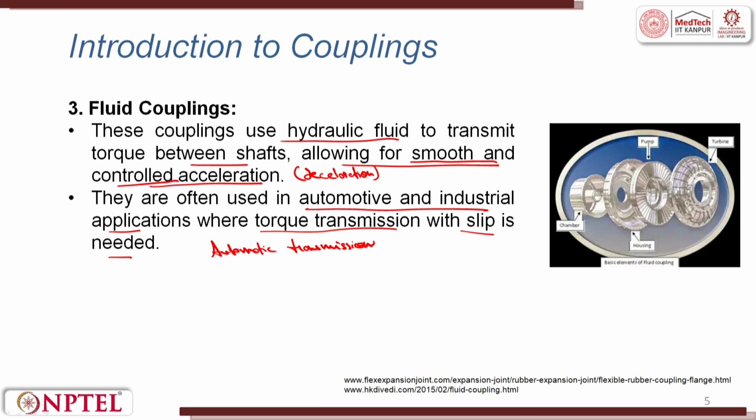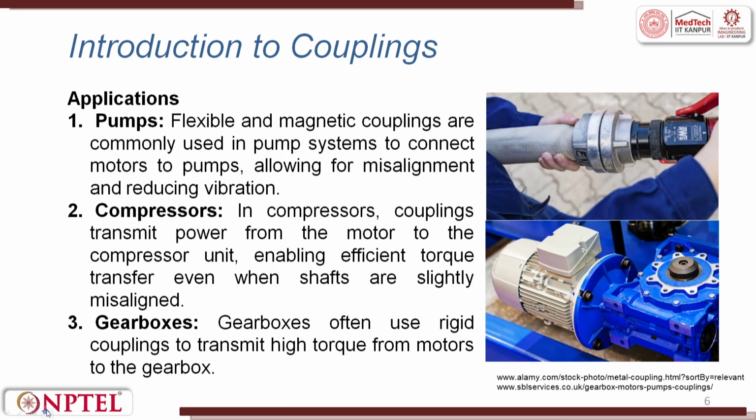In automatic transmissions, because these are controlled by an automatic system, manual system is not there. So, it is expected to be smooth, so that a certain jerk does not happen. Then let us now see the certain applications of the couplings. Applications could be in pumps, in compressors, in gearboxes or so.